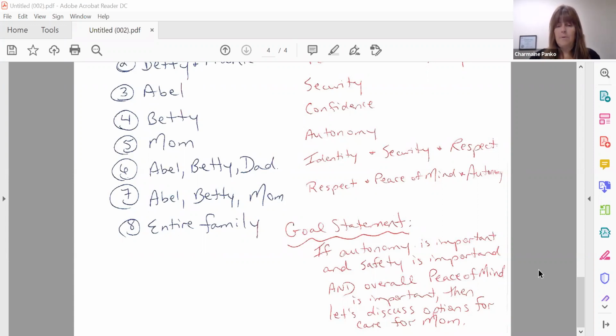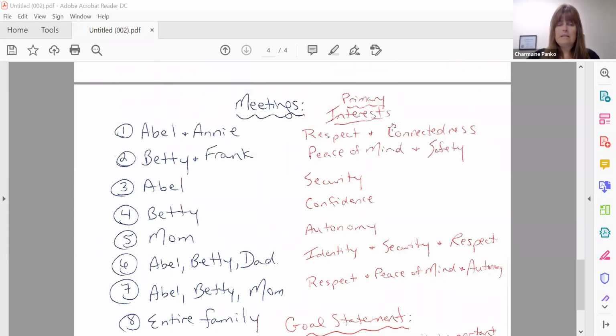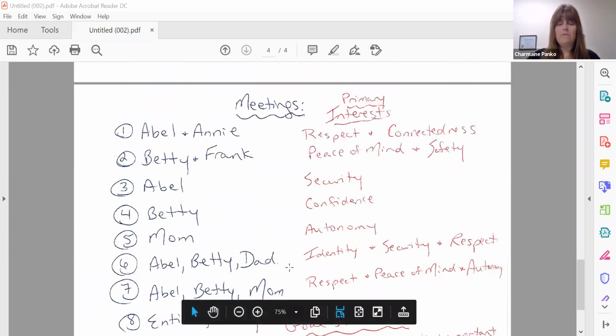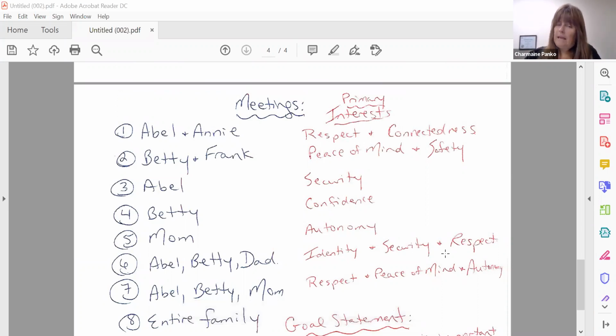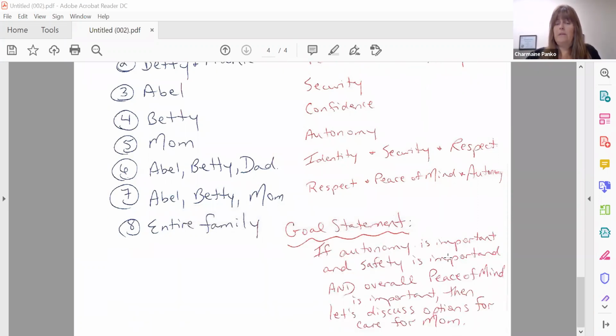In this example, what I have done is I've listened to everybody. I've had them confirm their various different interests. And what ultimately came out at the end was there were these primary interests. Autonomy was more important for mom than it was necessarily for anybody else. But that didn't mean to say that autonomy wasn't important to other people. That just was the most primary interest for mom.